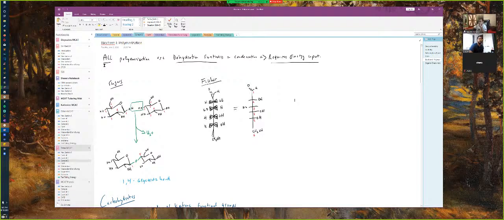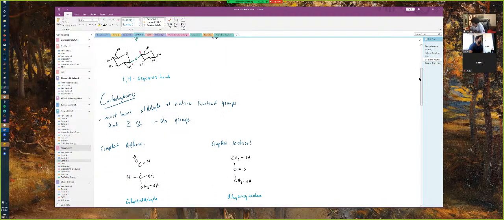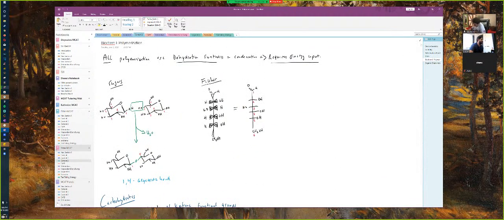For instance, this is true for everything. All polymerization are dehydration synthesis, which equals condensation, and it requires energy input. Okay. Got it. And this still goes under carbs, right? This goes for everything. Oh, okay. So that's why essentially I have notes for everything in this manner.